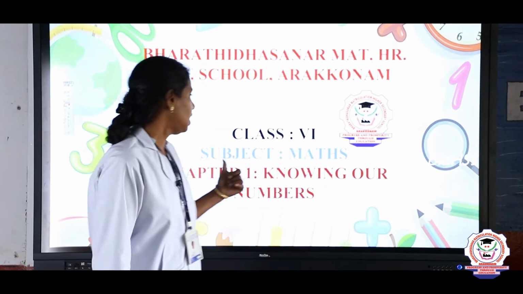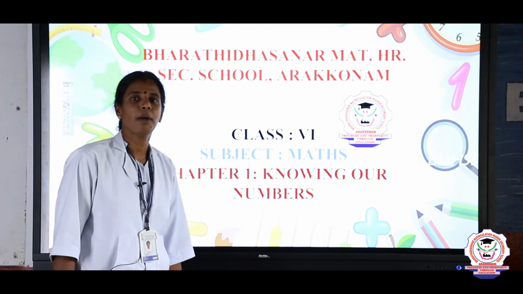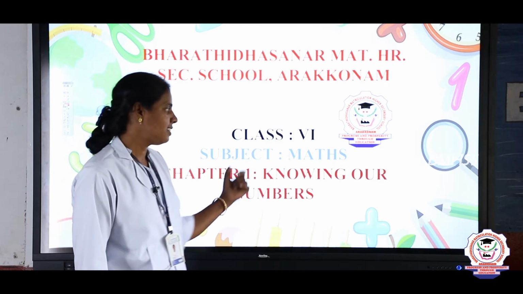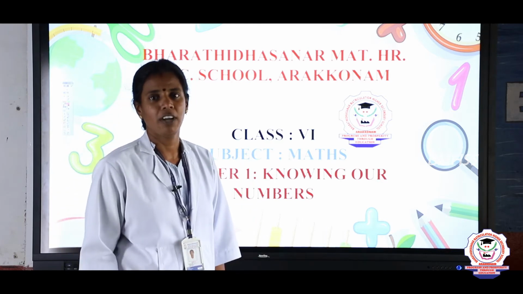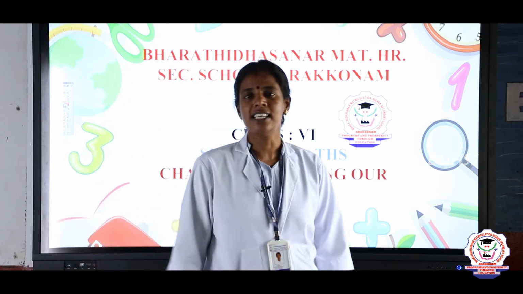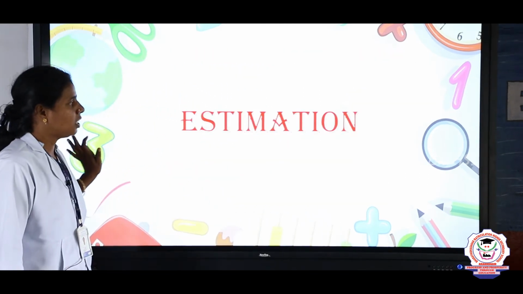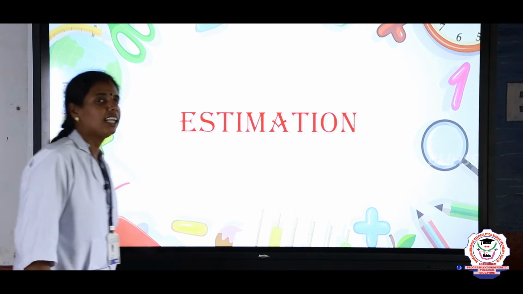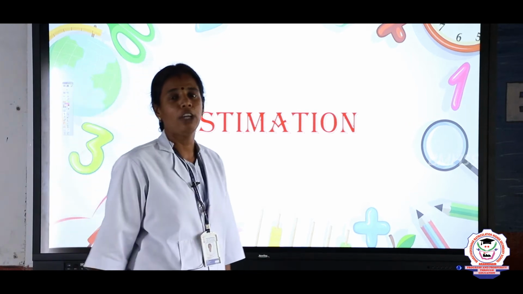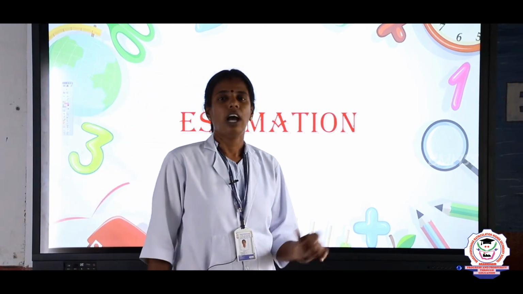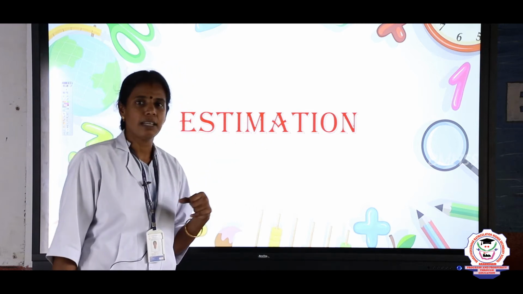Today we are going to see 6th standard maths, the first chapter, Knowing Our Numbers. The next exercise, the continuation of the chapter, is the fourth exercise, which is estimation. See, what is estimation? Estimation is nothing but the approximate value, not the accurate value. Approximate value is called estimation.